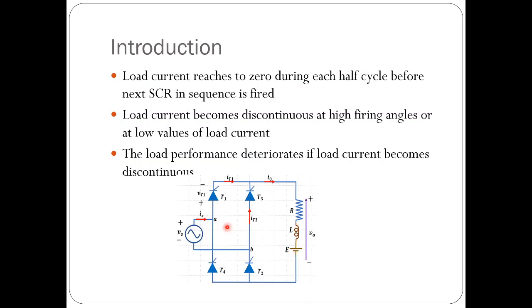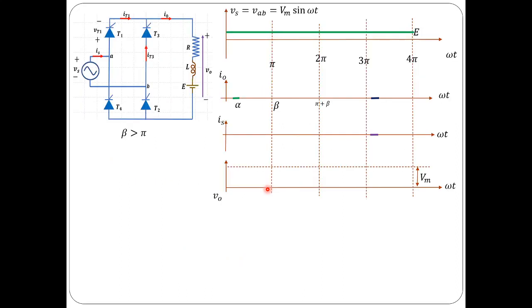And in case load current is discontinuous, load performance would be deteriorated. So load performance becomes poorer. This problem can be addressed by using a freewheeling diode. So you can connect a freewheeling diode here. By connecting a freewheeling diode, you can improve the load performance. That we will see later on. If you connect a freewheeling diode in anti-parallel with the load, then that is known as a semi-converter. Its operation we will discuss in the next session. Anyway, let us see the operation of the full converter with the discontinuous load current.